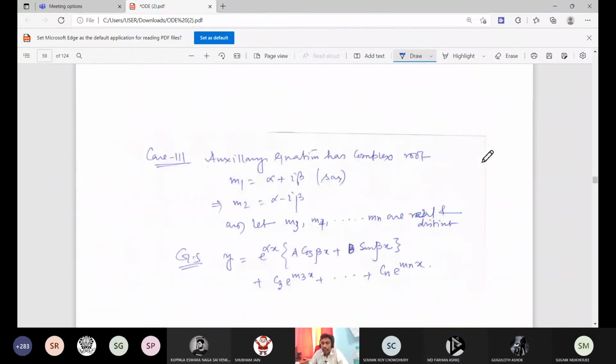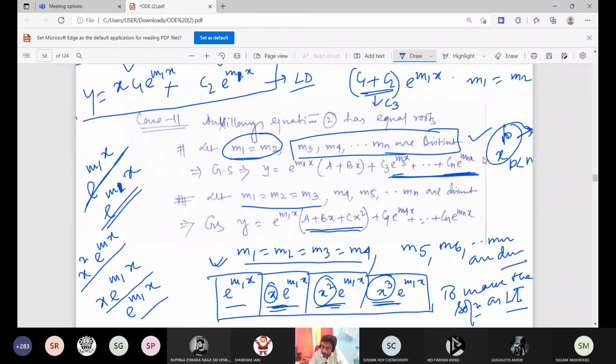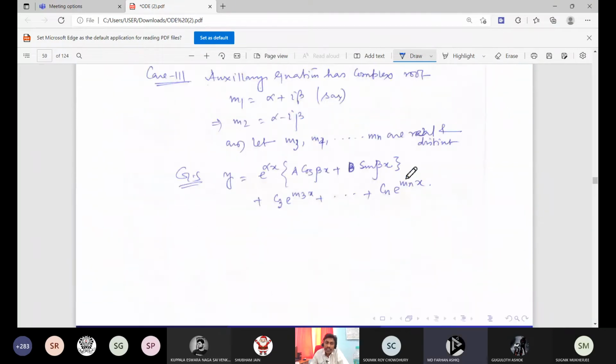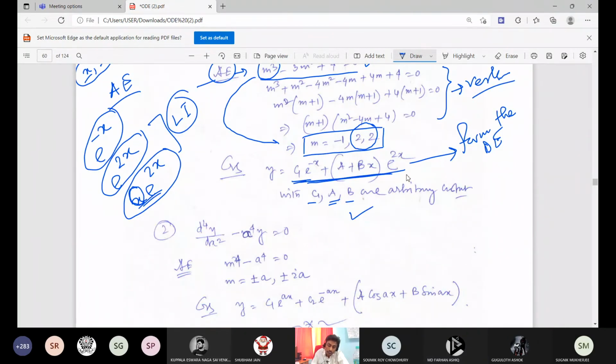I have highlighted that also in the previous slide: it will be less than the order of the differential equation. Otherwise, if you consider any arbitrary factor, it will not satisfy the differential equation. It should always be strictly less than the order of the differential equation. Sir, I have a doubt: how do you find the factor?